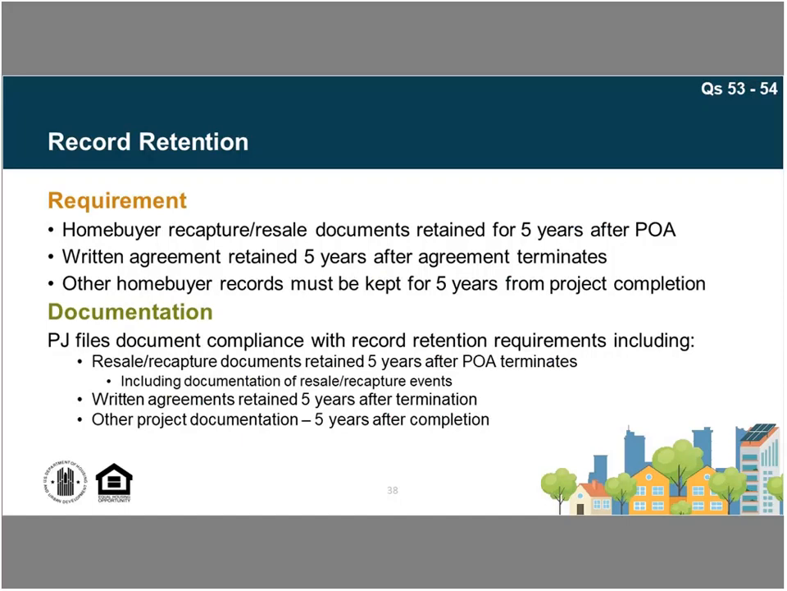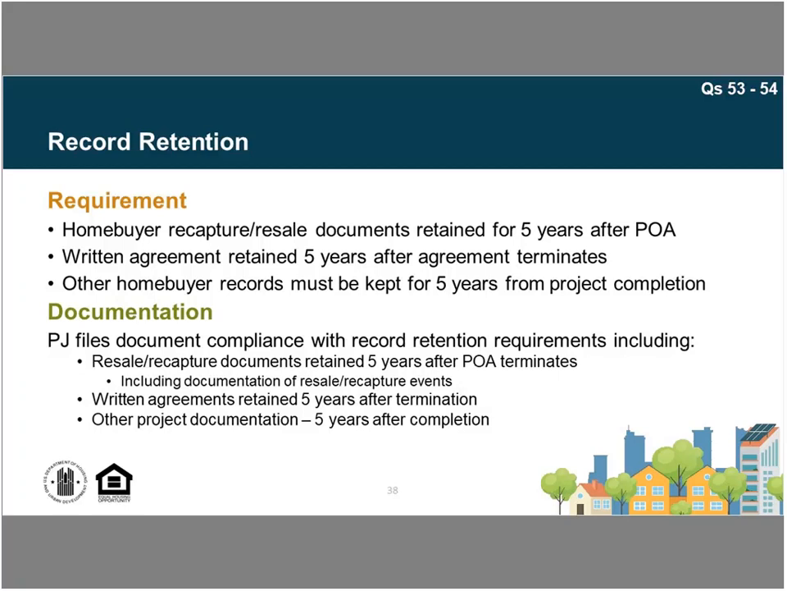So remember, for our down payment assistance programs, the period of affordability is based upon the amount of assistance. So it could be 5, 10, or 15 years. And so if you have a 15-year affordability period, then you would be keeping those documents for 20 years, because it's 5 years after the period of affordability. Your written agreements need to be retained for 5 years after the agreement terminates. And remember, your written agreement also has to be as long as your period of affordability.